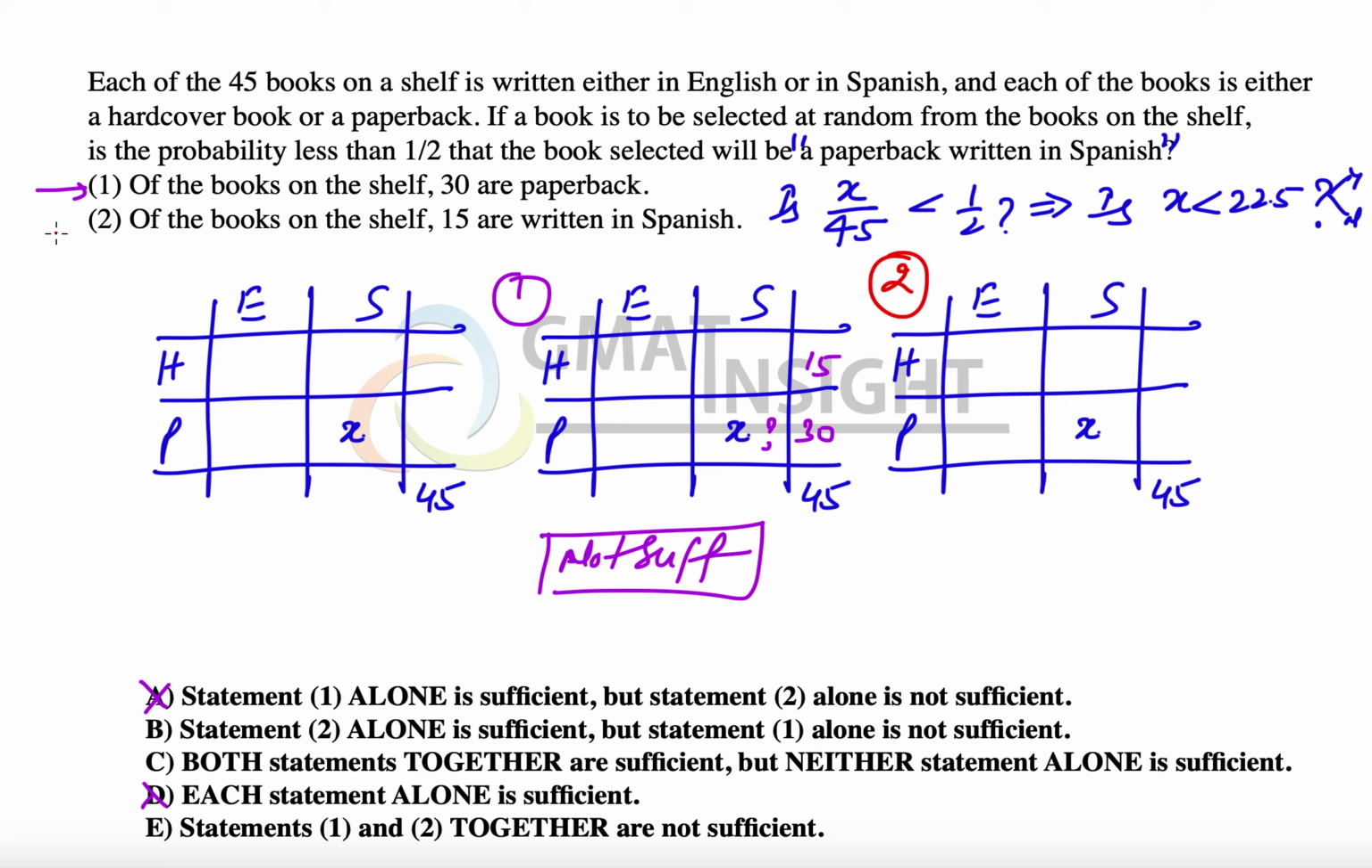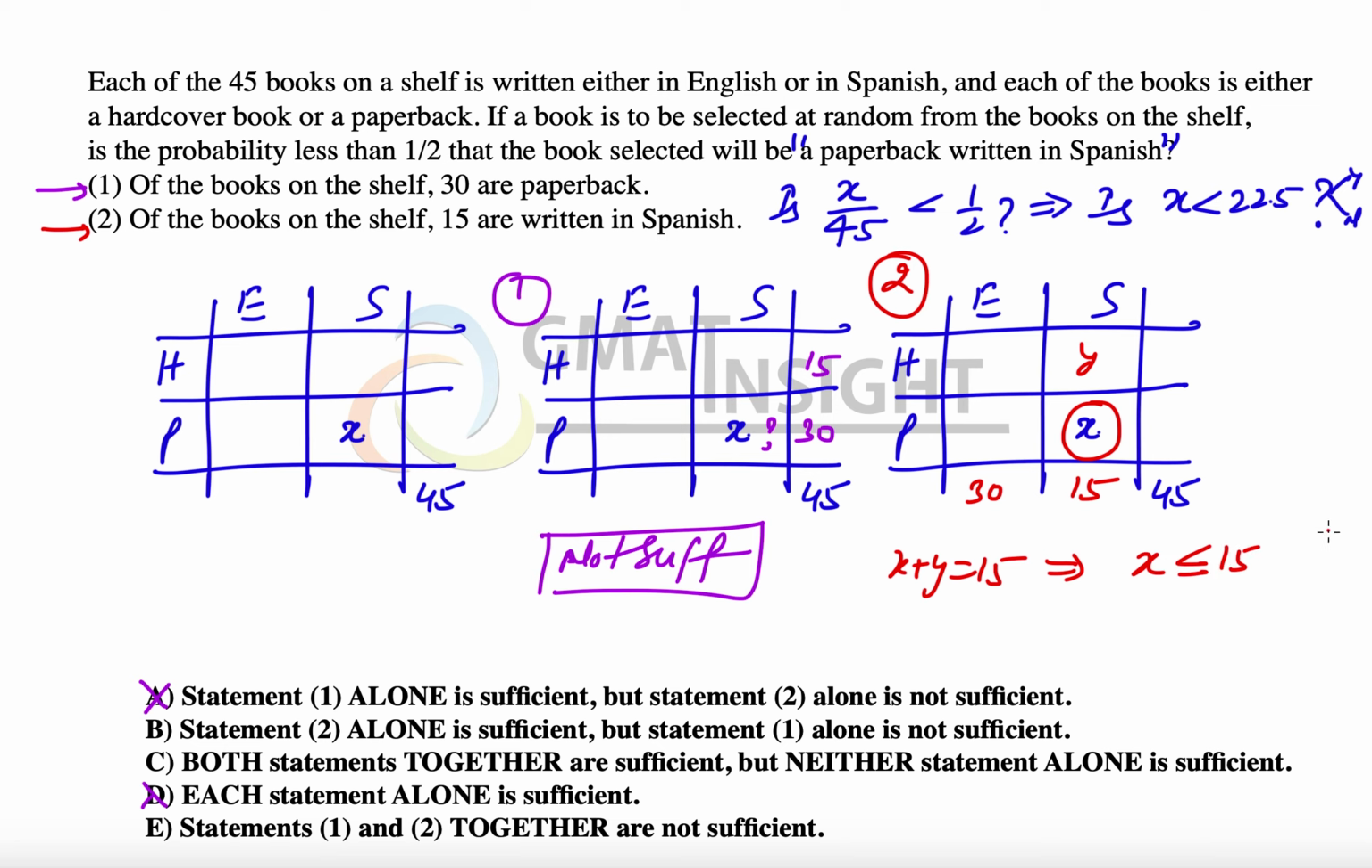Now we go to the second statement. The second statement says that of the books on a shelf, 15 are written in Spanish. So the total books written in Spanish is 15. That means the total books written in English would be 45 minus 15, that is 30. Now the question is asking for this value of X. Let's understand that X plus Y is equal to 15, where X and Y, none of them can be negative. This simply means that X must be less than or equal to 15.